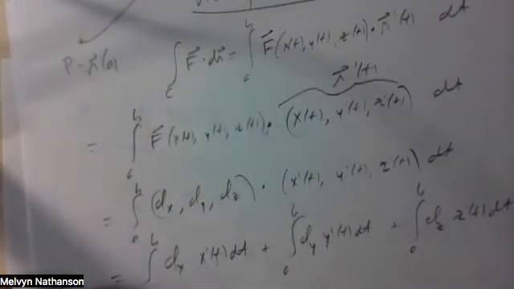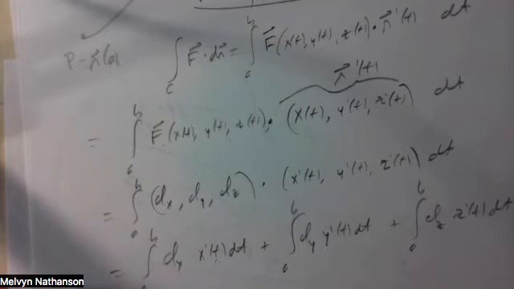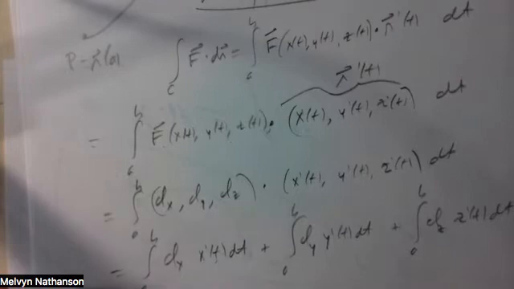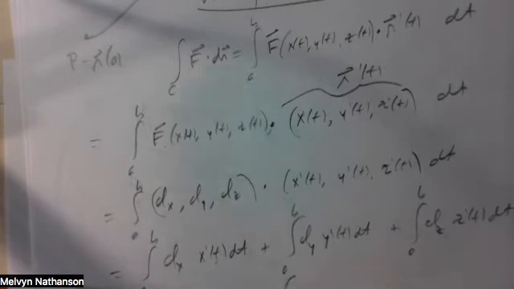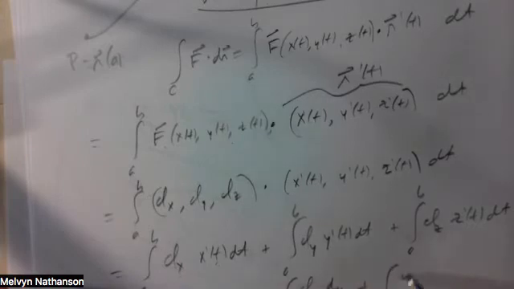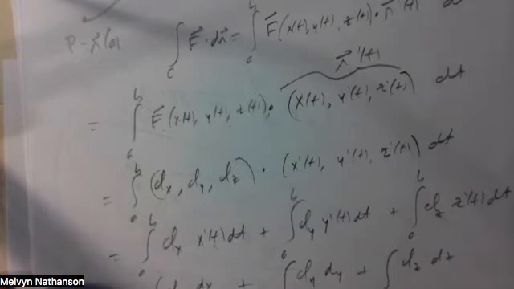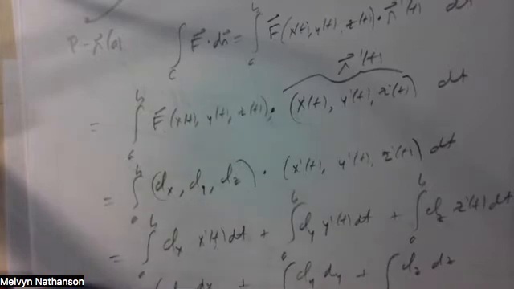And I want to say that this is the integral of the partial of phi with respect to x dx. And this is the integral of the partial of phi with respect to y dy. And this is the integral of the partial of phi with respect to z dz. So this would be phi of Q minus phi of P.